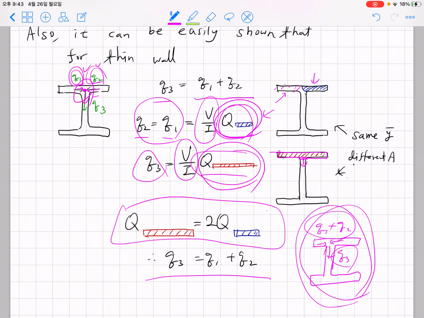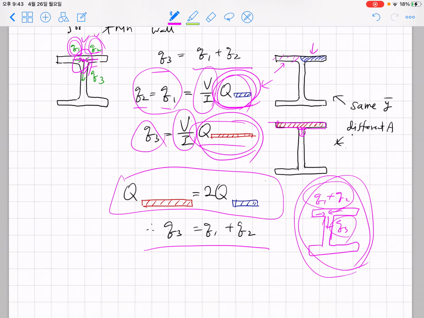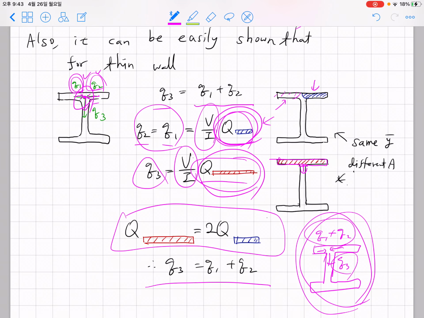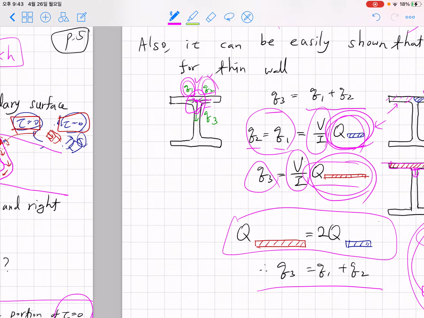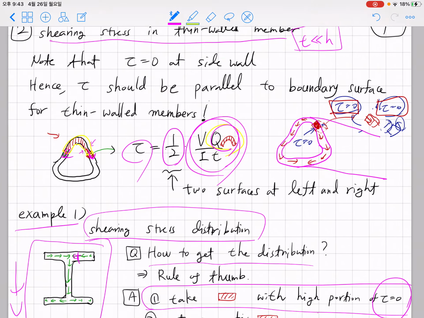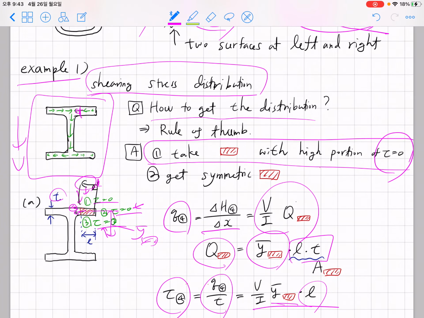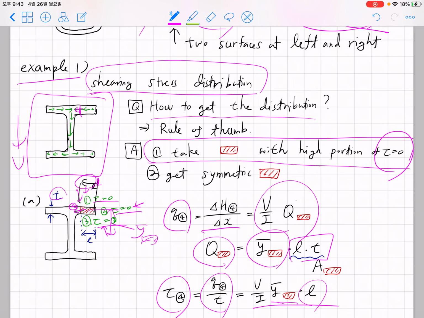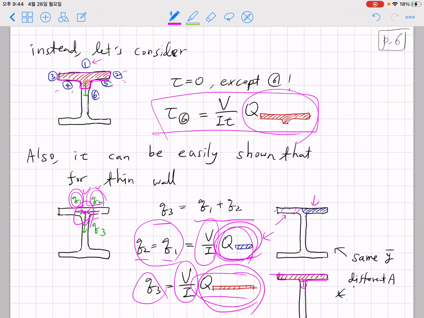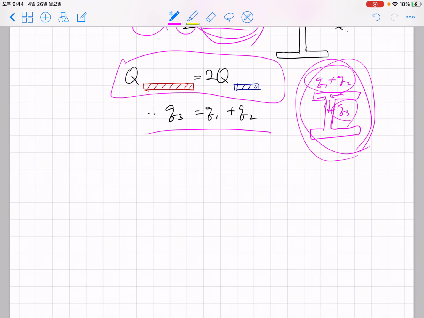Okay, so with this, let me close my discussion on thin-walled member. And regarding the thin-walled member, the only thing you have to remember is this fact. The shearing stress must be parallel to the thin wall. Other than that, it's the matter of defining the red area effectively and obtaining the Q out of Q integral. Okay, so let me close the lecture here.